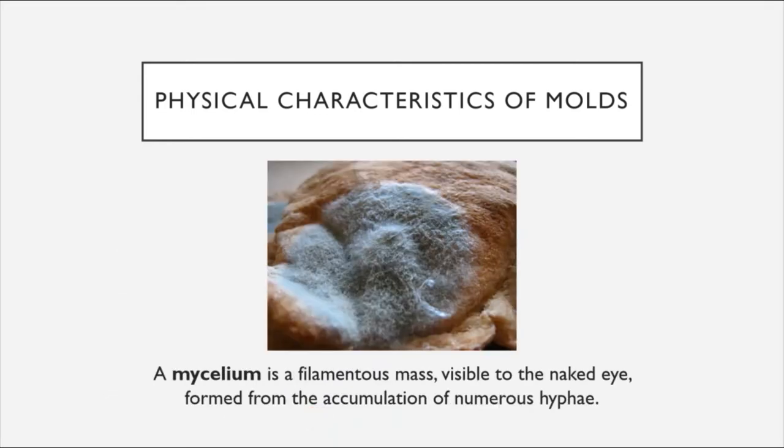Now when we get a bunch of hyphae together, it forms something called a mycelium. A mycelium is a filamentous mass that is visible to the naked eye, which is formed from the accumulation of numerous hyphae. So we've all seen a mycelium before if we've ever experienced bread mold, which is what you can see right here. Each of the individual filaments is microscopic, as are the spores, but when you get a huge quantity of them together, suddenly it's not microscopic anymore, and you can see it with the naked eye. So this is called mycelium.